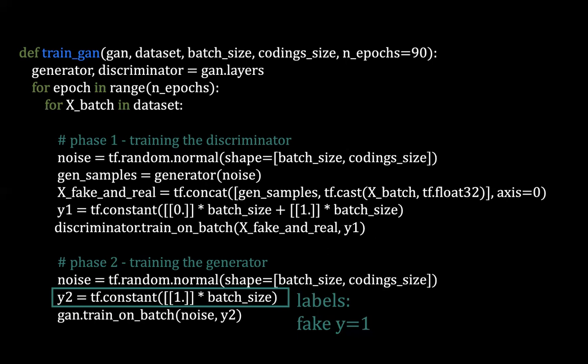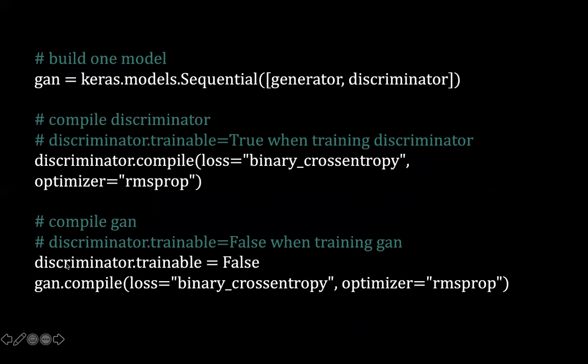But because previously we set the discriminator trainable to False, it means that only the weights of the generator are going to be adjusted, while the weights of the discriminator are going to be fixed and unaltered. So in this case, we just need this GAN model to separate these two phases of the training.